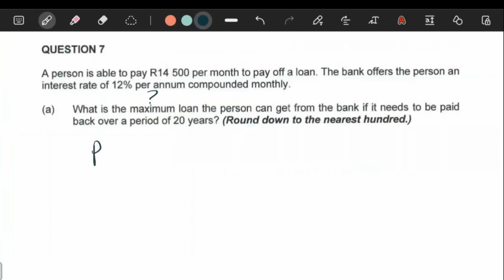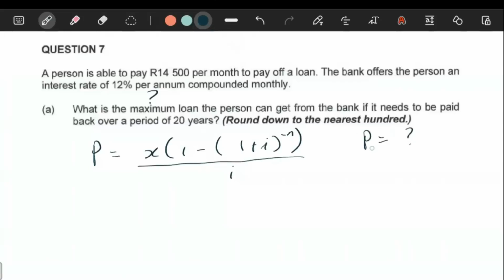So since we're dealing with loans, you have to consider your present value annuities formula, which is also on your formula sheet. So in this situation, P is what you're looking for. I is 14,500. That's quite a lot.